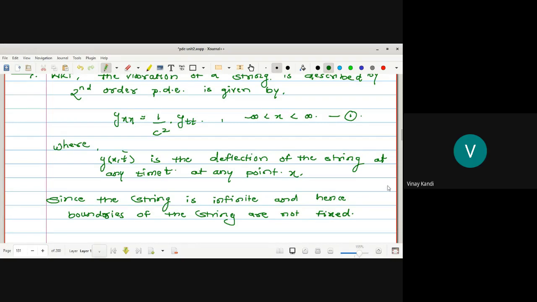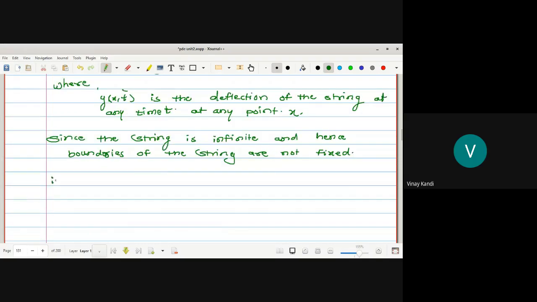Okay, suppose f of x is the function, the initial deflection. Initial deflection means the time will be 0. Initial deflection of the string. And what is g of x? As you know, f of x is the initial deflection of the string and g of x is the initial velocity.